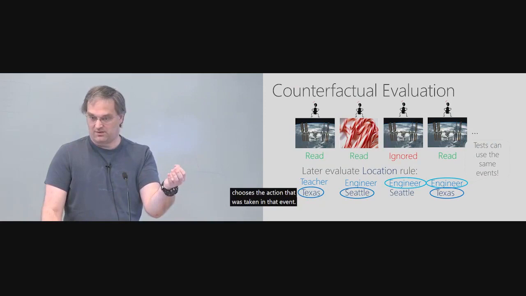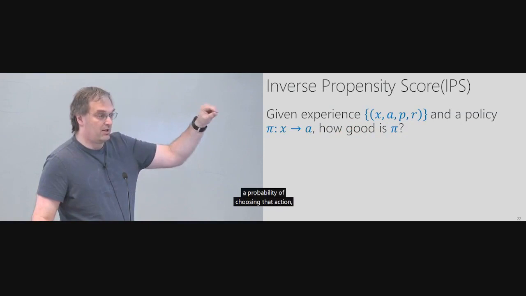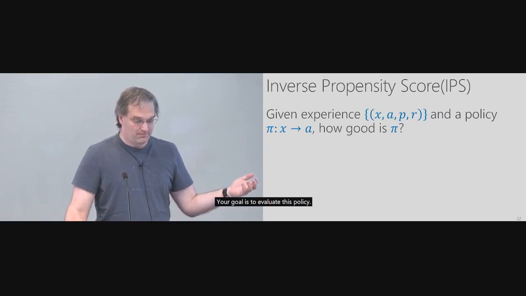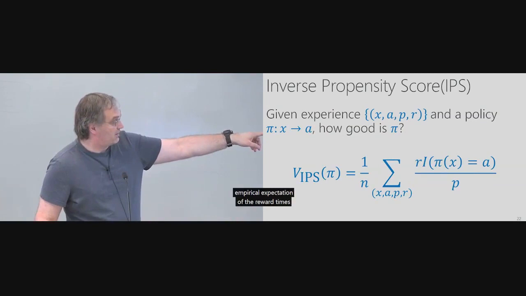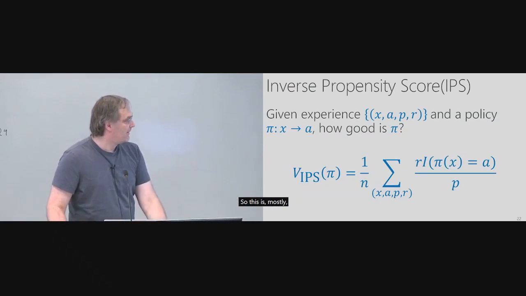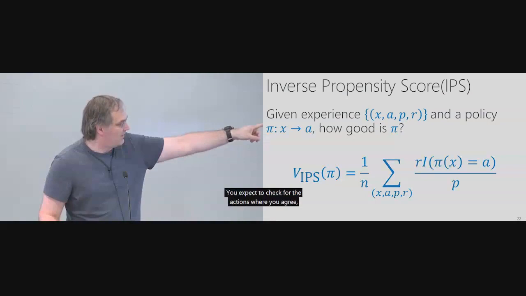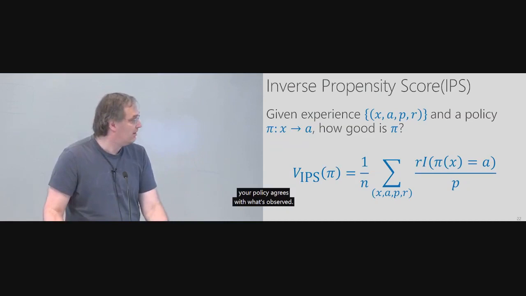Now, in terms of the math, you have some features, an action, a probability of choosing that action, and then some sort of observed reward. Your goal is to evaluate this policy. So one way to do this is take an empirical expectation of the reward times an indicator function, which is 1 when the policy agrees with the chosen action, and 0 otherwise, and then divide that by the probability. So this is mostly intuitive to people because a big reward is good. It means the value of your estimator is bigger. And you expect to check for the actions where your policy agrees with what's observed. The division by the probability is the fun part.